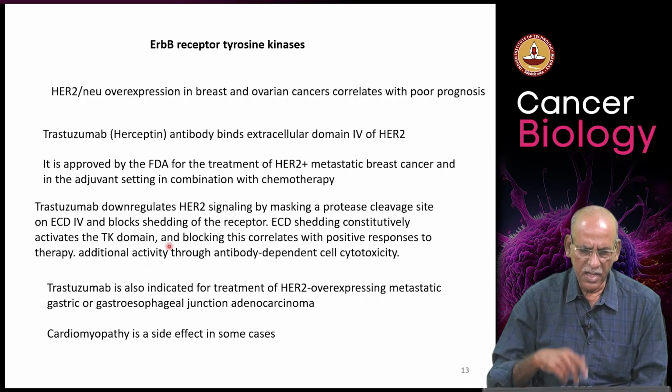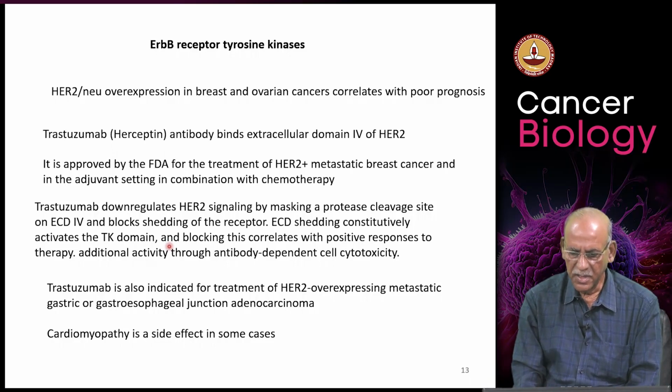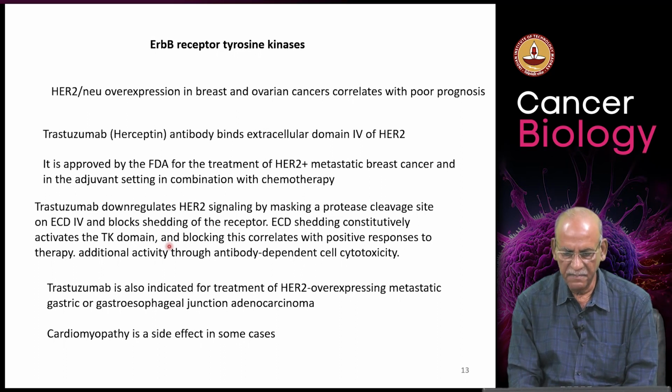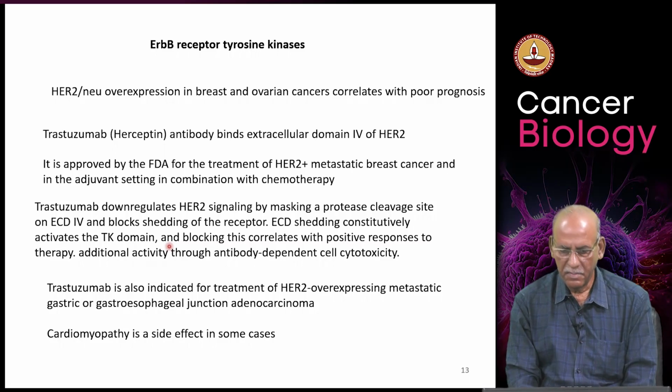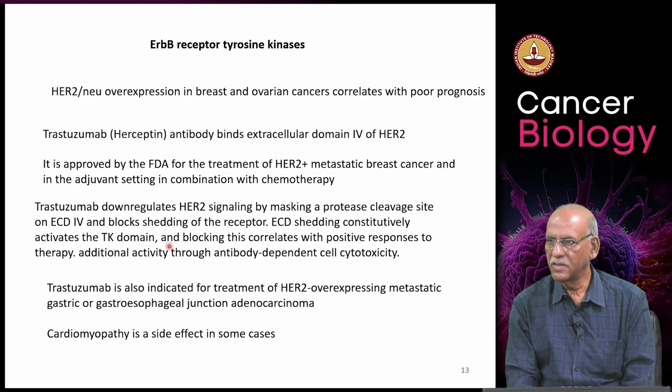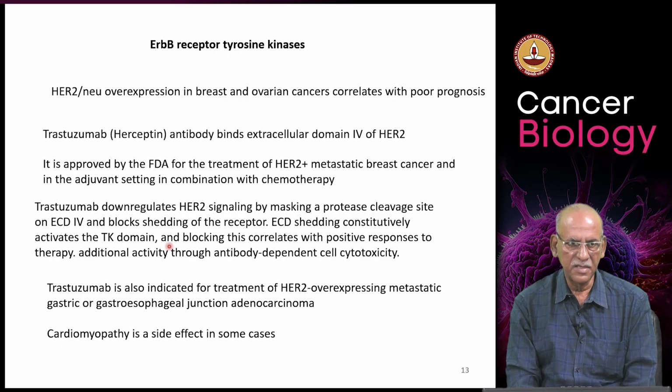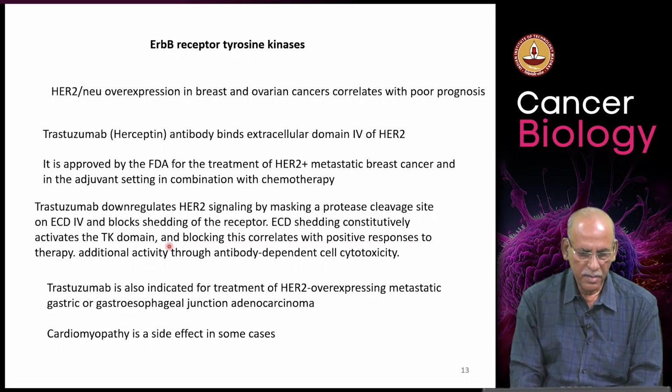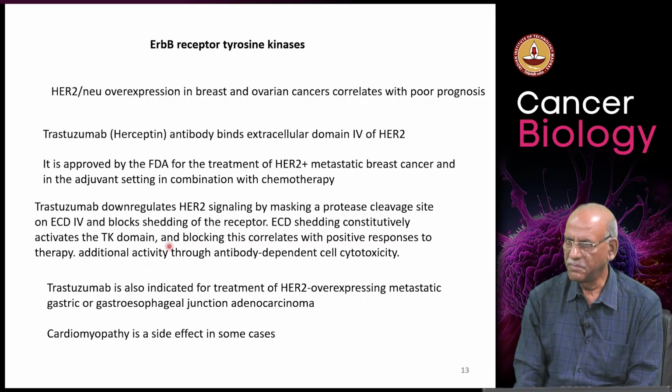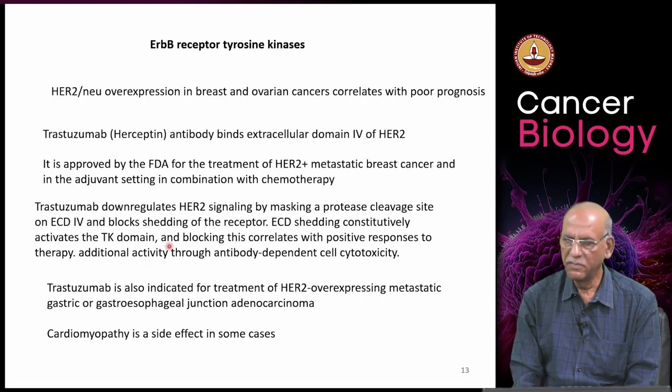Trastuzumab, the so-called Herceptin, can also be used in HER2 overexpressing metastatic gastric and gastroesophageal junction adenocarcinoma. Why? Because that is also a tyrosine kinase, right. So, this particular tyrosine kinase, here it is particularly against HER2/neu. Cardiomyopathy is one of the side effects. There is no drug without any side effects, even this.